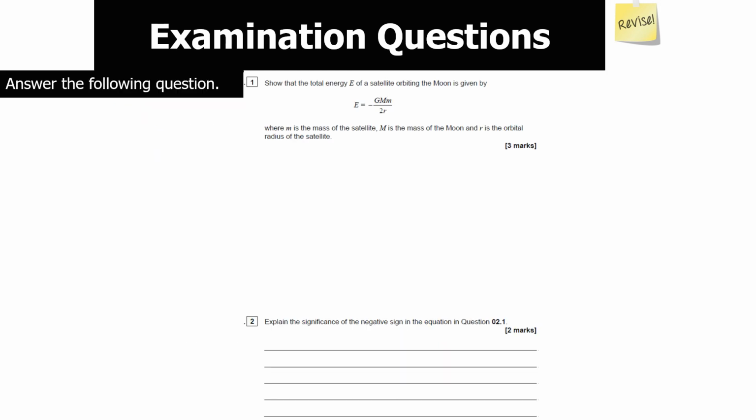The next question says, show that the total energy E of a satellite orbiting the Moon is given by the equation E equals minus GMm over 2r, where small m is the mass of the satellite, big M is the mass of the Moon and r is the orbital radius of the satellite. Then explain the significance of the negative sign in the equation before. So pause the video now, then unpause the video when you want to go through your answer.